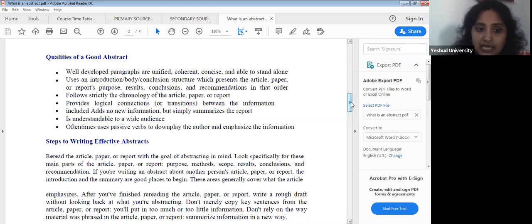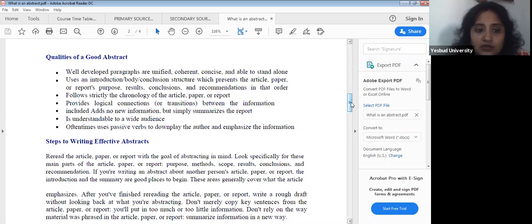Now, the fourth point is that it provides logical connections between the information. Whatever information you are providing in your abstract, it should have some logical connections. Otherwise, it will be a fake thing. Then, fifth, it adds no new information, but simply summarizes the report. You don't have to add new information. You have to summarize the same information which you have got in your own work, so that it is yours only. It should not be others'. And you have to summarize it as I have told you earlier here.